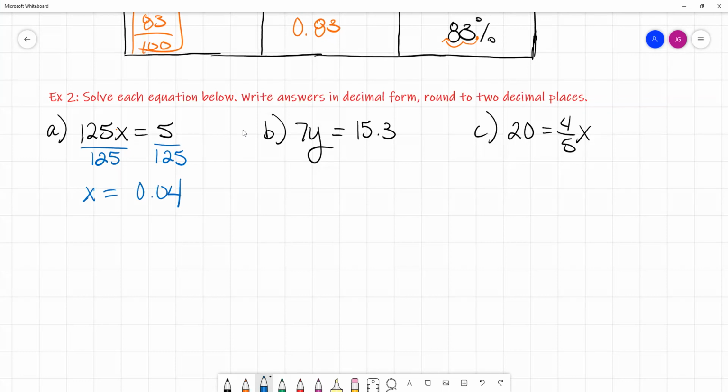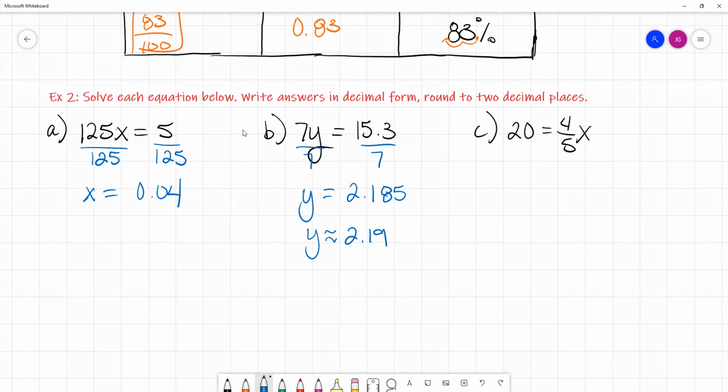Cool. Let's look at the next one, 7y equals 15.3. Same thing here, divide both sides by 7. I get y is equal to, let's go ahead and throw that in our calculator as well. 15.3 divided by 7 is going to give us, I'm just going to write out a few decimal places here, 2.185. Okay, and we don't need to worry about the rest because we just need that third one to round our second place. It's a 5, so that's going to force this 8 to go up to a 9. Okay, so 2.19 is our y.